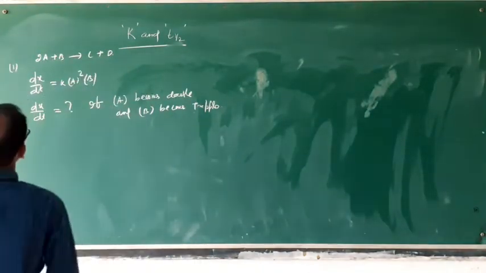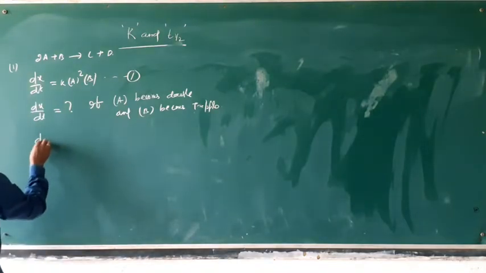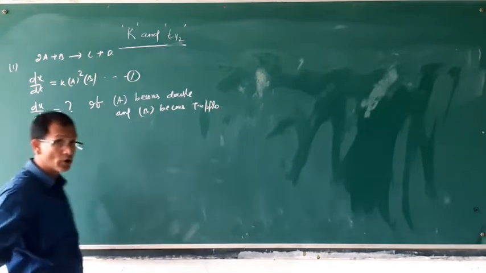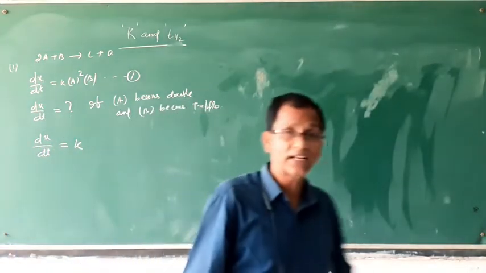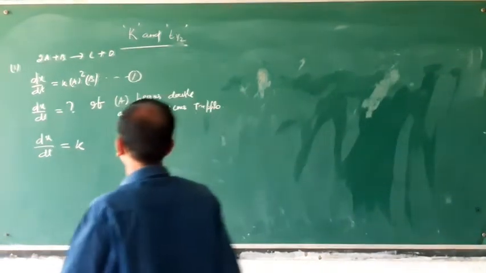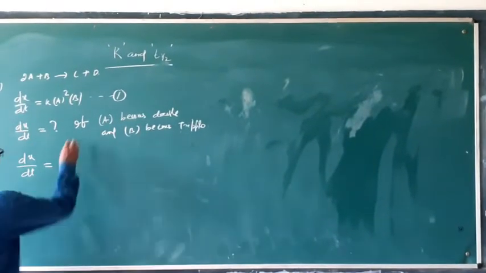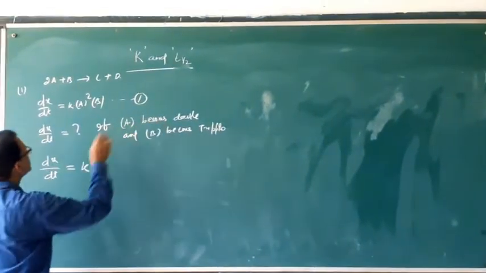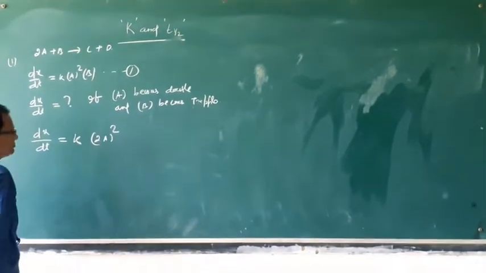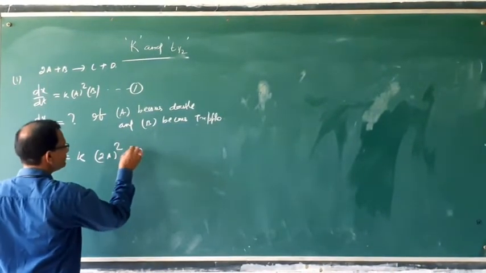You just apply the rate equation. The new equation will be dx by dt is equal to K. K cannot be changed. For a particular reaction, K is always constant and only depends upon the temperature. So by changing the concentration, K cannot be changed. So here, as A becomes double, it is 2A to the power square. Then B becomes triple, that is 3B.